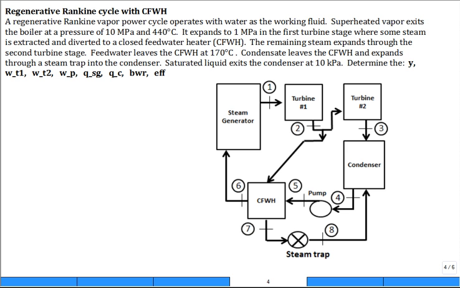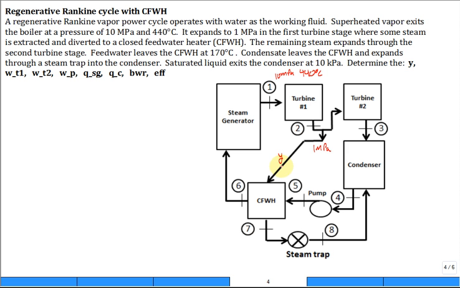And what do we have? 1 is coming out. What is the pressure and the temperature at 1? It's 10 MPa and 440 degrees C. It expands to 1 MPa, so this is the 1 MPa intermediate pressure at 2. Then some of it's diverted. How much? Y. Y is diverted.